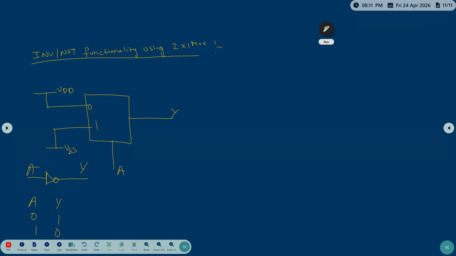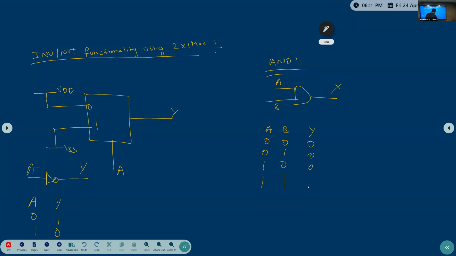So now the same for the AND gate. How many inputs will be there? Two inputs, right? A, B, Y. What is the truth table? A, B, Y: 0 0 0, 0 1 0, 1 0 0, 1 1 1. If any one of the inputs is low, the output is low. Clear? So now the same functionality I need to implement using a mux. I have one selection line, two inputs, one output, so a 2:1 mux is there.